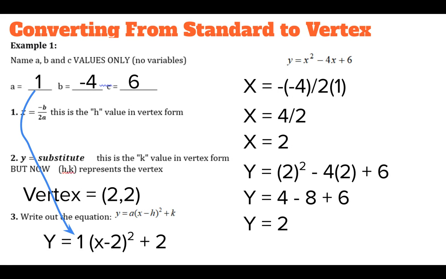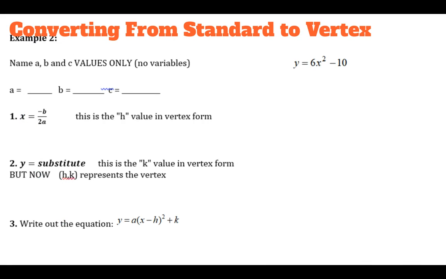Now, example 2 is the tricky one. Oh, sorry, this is the final example. You can write it with the 1 or without the 1, doesn't matter. So example 2, you get 6x squared minus 10. You'll notice when I label this, b is 0. You don't see an x there. And when b is 0, this is where the trick comes in. But I'm going to follow through these steps and you're going to see where the trick is.